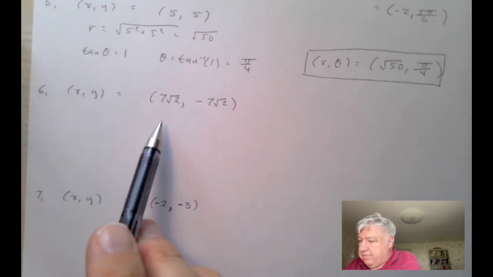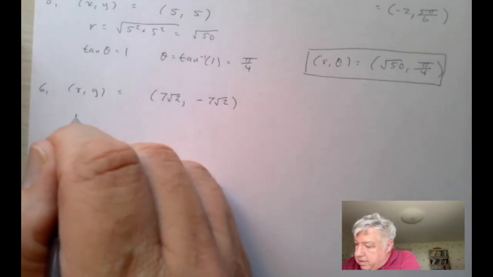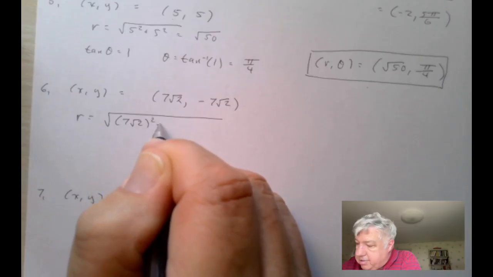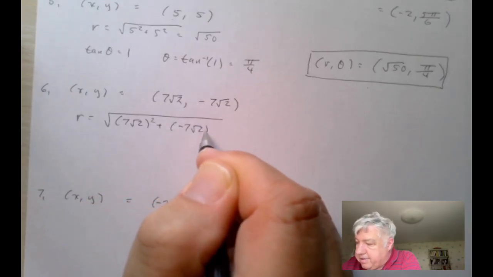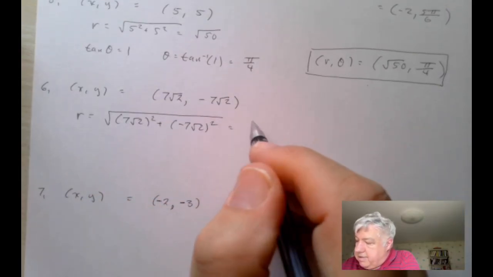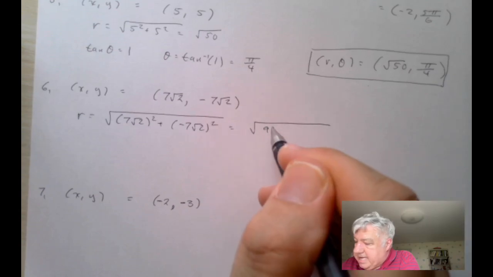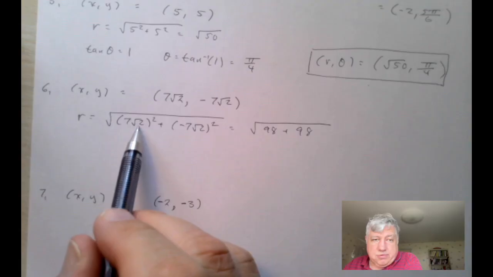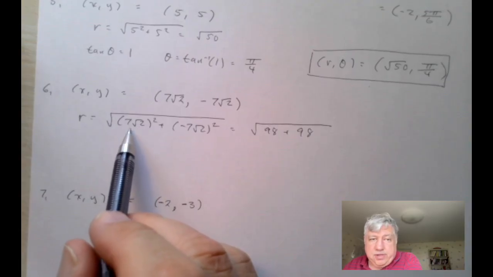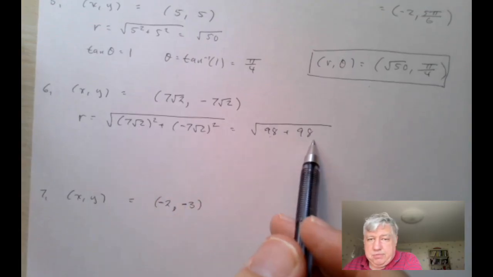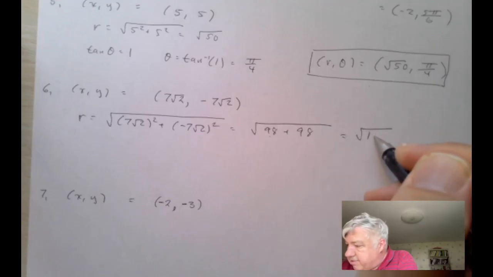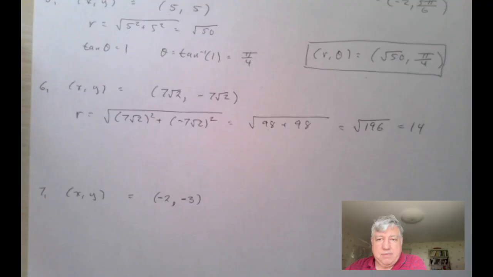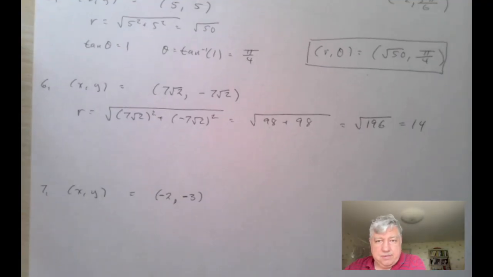Number 6 is similar. r will be the square root of 7 square root 2 squared plus negative 7 square root 2 squared. And this is going to be the square root of 98 plus 98. When you square 7, you get 49. When you square 2, you get 2. 49 times 2 is 98. And 98 plus 98 is 196, which, luckily for us, is a nice whole number, 14.